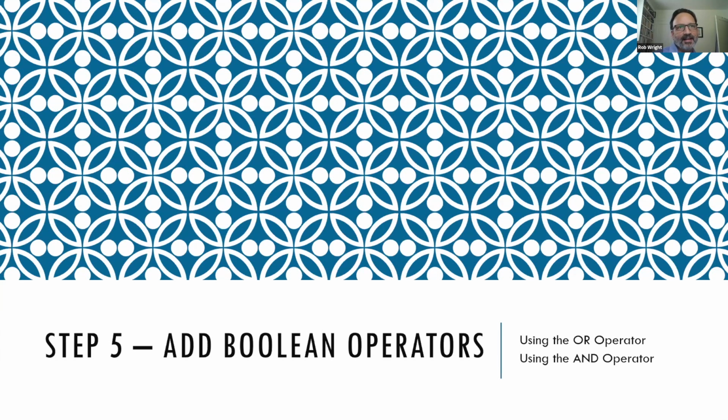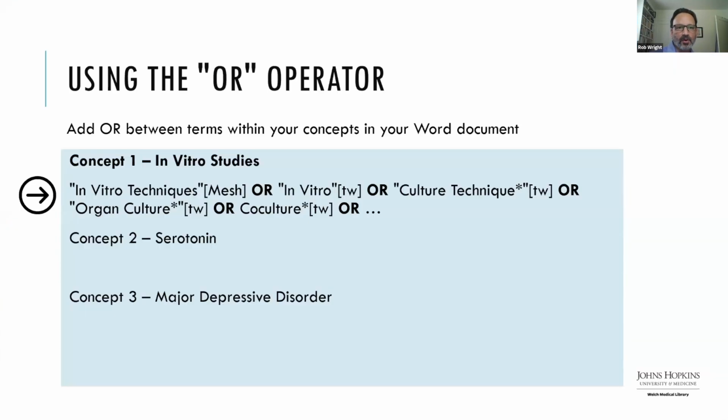I'll just say that. So the OR operator is used between terms within your concept. So it's used to connect synonyms, essentially. And what you're telling PubMed is that I'm interested in any of these terms, in vitro or culture technique or co-culture.